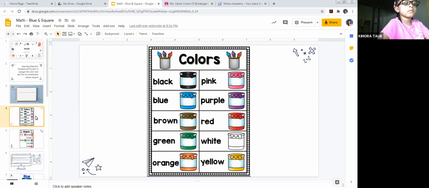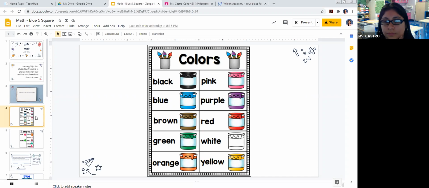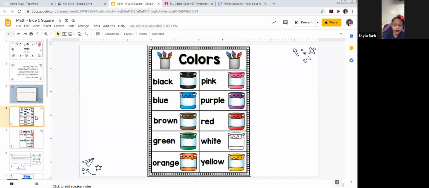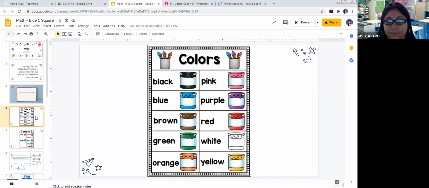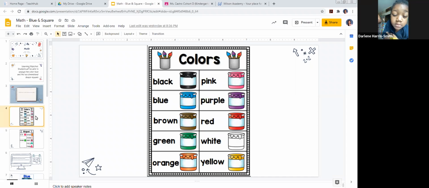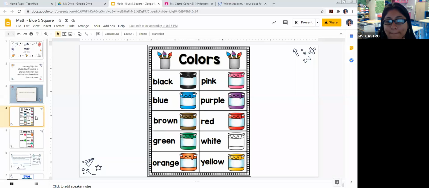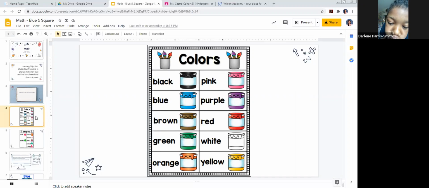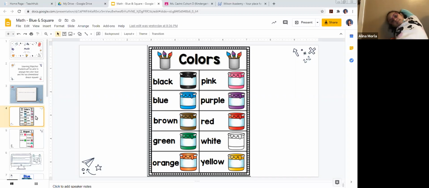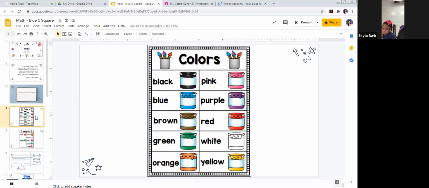I'll give everyone a second to unmute yourself. What color is that? All right, let's begin. Black. Pink. Blue. Green. Orange. Purple. White. Brown. Red. Orange. Green. What color is this?